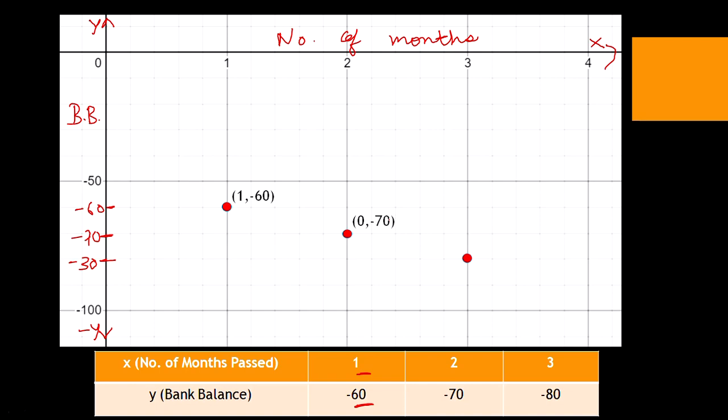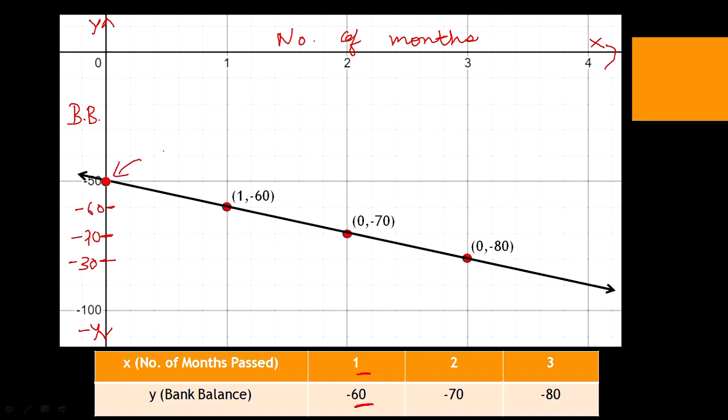I label 3 points, and I draw a straight line through the 3 points, and we can again see that the 3 points lie on a straight line. I can take another point, let's say this point. This point is 0 comma minus 50, right? It's 0 on the x-axis and minus 50 on the y-axis here.